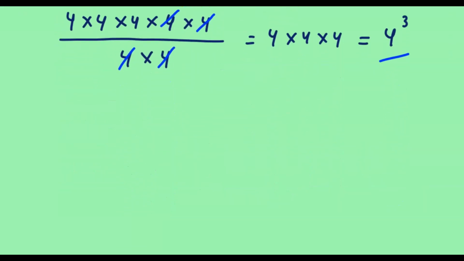Now there are a few things that we need to remember. The first thing is that we should not divide the bases when we use the quotient law. So 4 to the power of 5 divided by 4 to the power of 2 is not 4 by 4, which is 1, to the power of 5 minus 2, which is 3. The correct answer is 4 to the power of 3. We do not divide the bases.